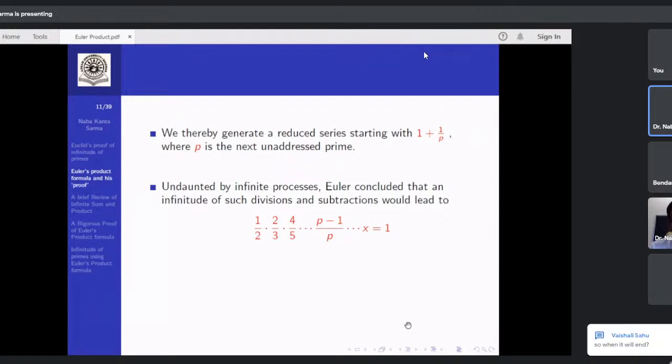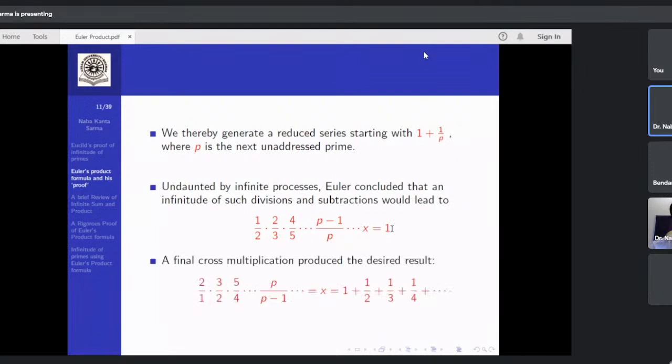But Euler is undaunted by these infinite processes, and he concluded that if we carry on this process infinitely many times, then eventually the reduced series on the right hand side will become only 1, because all the primes and their multiples will be removed. But what are all the primes and multiples? By the fundamental theorem of arithmetic, we know that any positive integer greater than 1 must be divisible by at least 1 prime. So if I remove all the primes and their multiples, then every other number greater than 1 will be removed. So we will be left with only this 1.